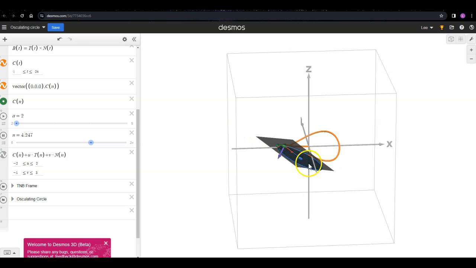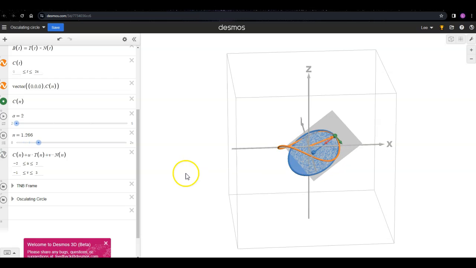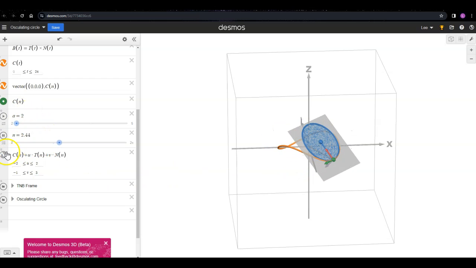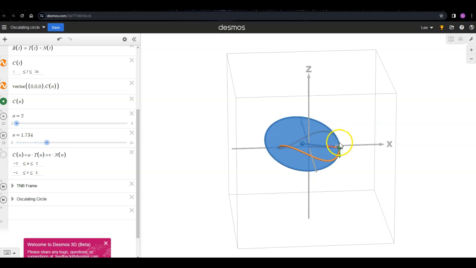That plane goes infinitely long in every direction if you want it to. That circle is going to lie directly in that plane. So I'm going to go ahead and hide that just for display purposes. But this osculating circle is related to the curvature, right? So instead of a tangent line, we have a tangent circle instead.